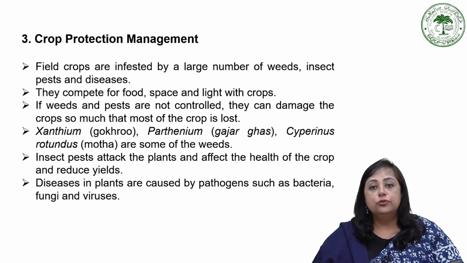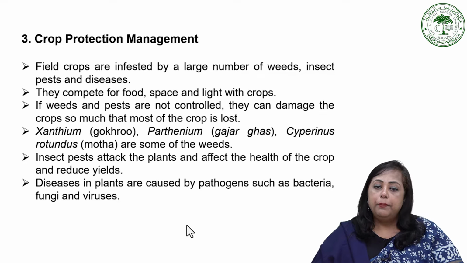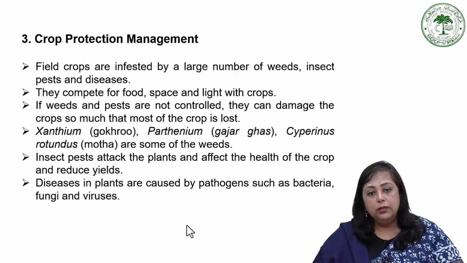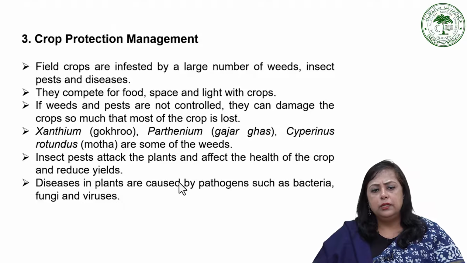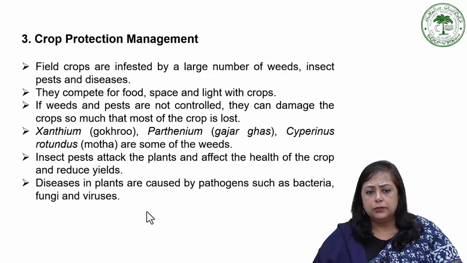Xanthium, which is called Gokhru, Parthenium is gajar ghas, Cyperus rotundus is motha, which is very common in any kitchen garden. These are some of the weeds which actually create problems for the growing plants.